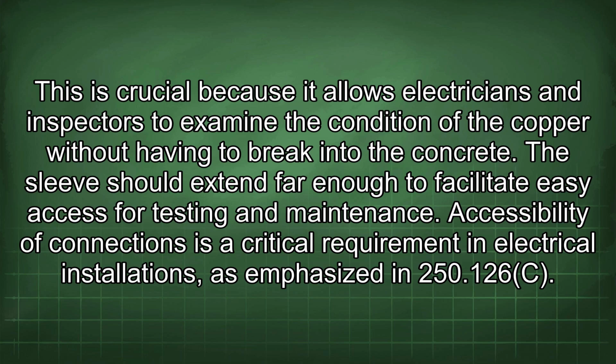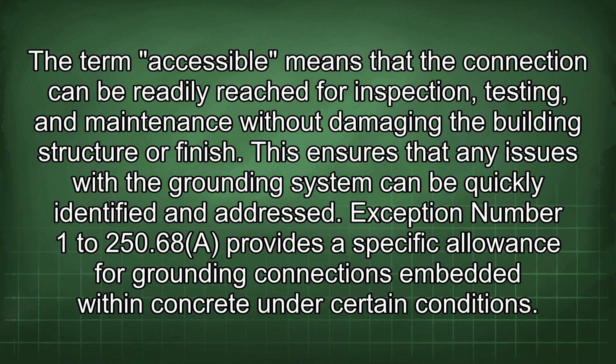Accessibility of connections is a critical requirement in electrical installations, as emphasized in 250.126(C). The term accessible means that the connection can be readily reached for inspection, testing, and maintenance without damaging the building structure or finish. This ensures that any issues with the grounding system can be quickly identified and addressed.